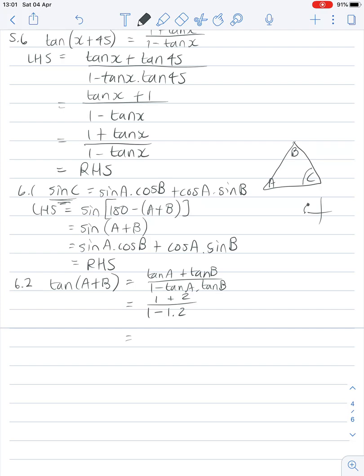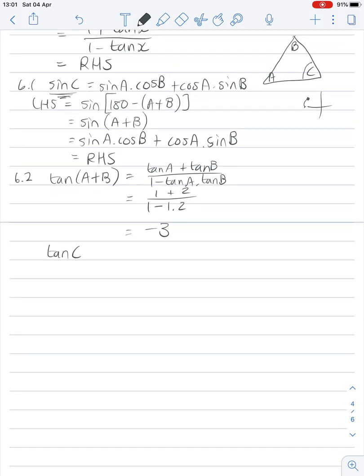Okay, so that is going to give you what? 3 over negative 1, right? 3 over negative 1, which is negative 3. There we go, so that's what tan A plus B is. Now we just have to think, what is tan C going to give us? Well, tan C is the same as what? Okay, think carefully, we don't know tan C, but we do know stuff about the A and the B.